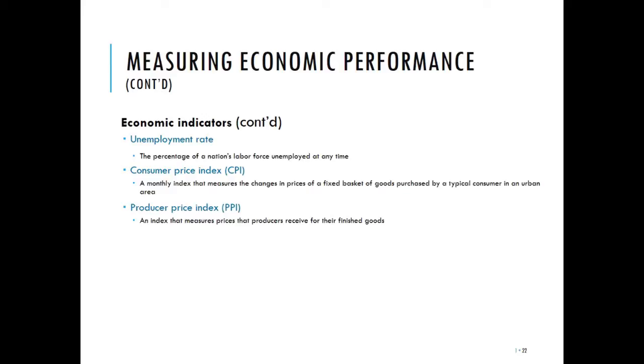The Consumer Price Index is a monthly index that measures the change of prices of a fixed basket of goods purchased by typical urban consumers. And the PPI is an index that measures the prices that producers receive for their finished goods. Now you might be wondering, who calculates these numbers and where can I get them? Well, every country has a Bureau of Labor Statistics which calculates these numbers either on a monthly, a quarterly, or an annual basis.